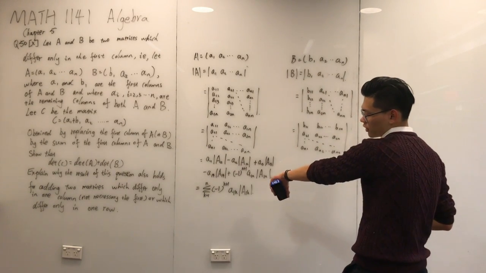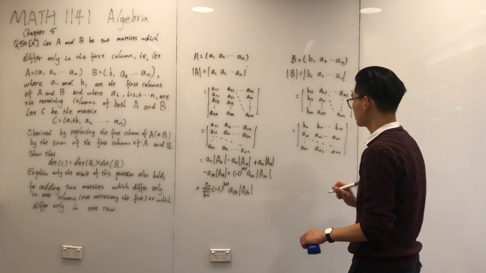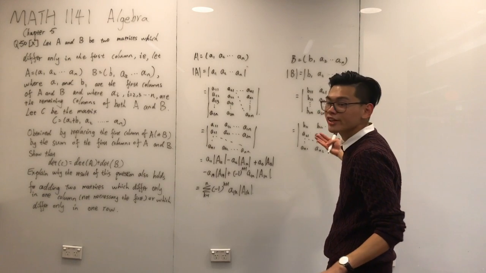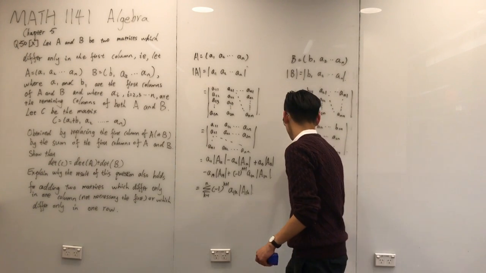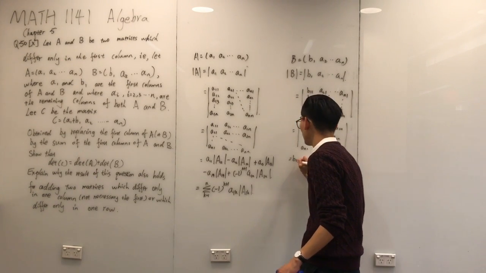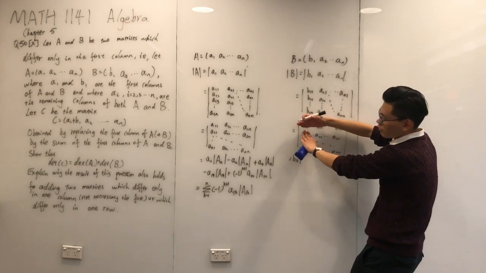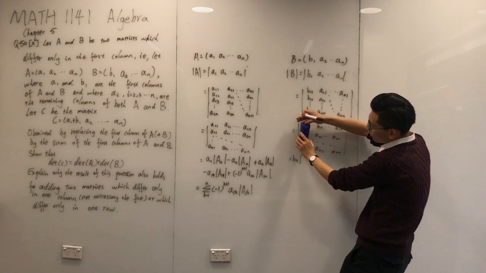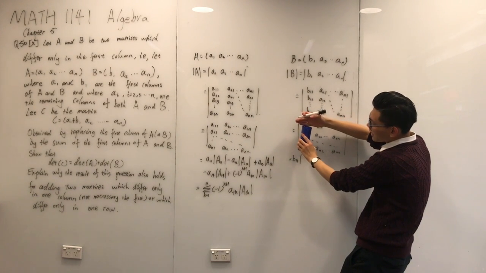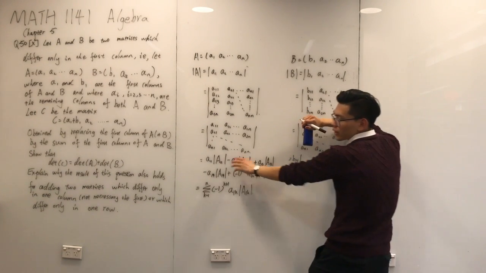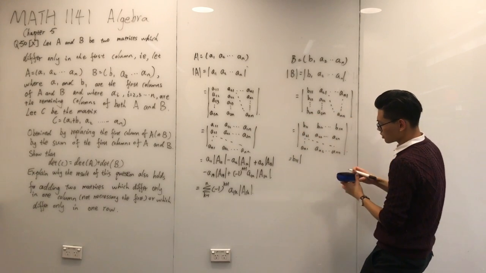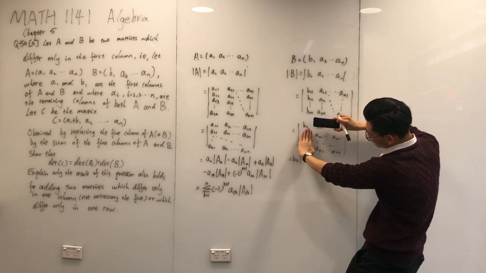We can write it in summation form, right? So, same strategy here for determinant B. We can write it as B11 multiplied by the determinant of the first row and first column removed, and we will find it is exactly the same as A11's minor.